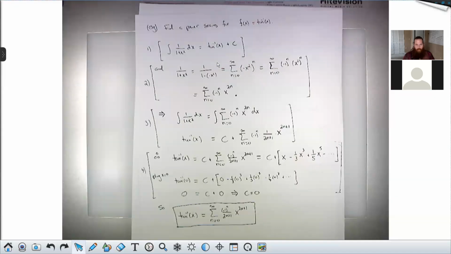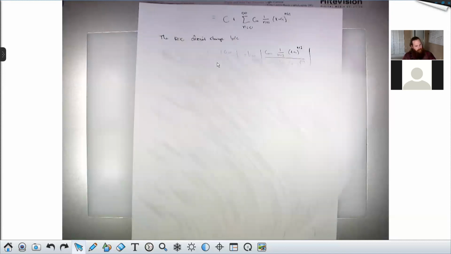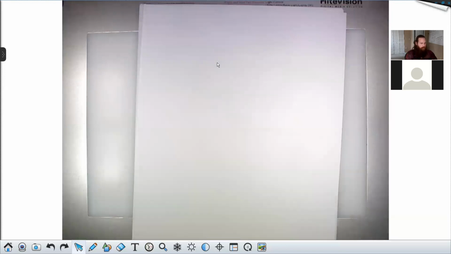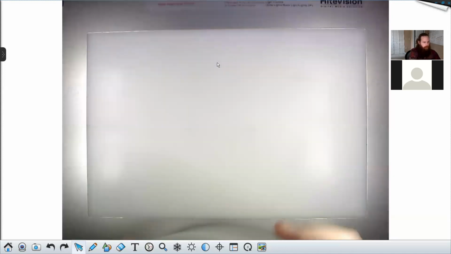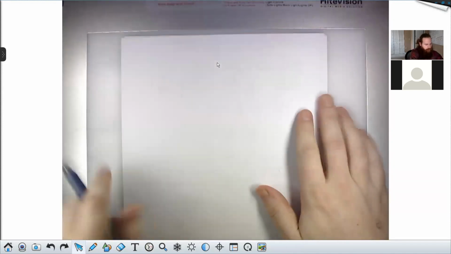All right, we're getting close to the end of class, so I need to show you how to differentiate power series. We've done a couple examples with integrating power series. We need to see how to differentiate them as well. So I'll give you the theorem, and then we'll do an example.